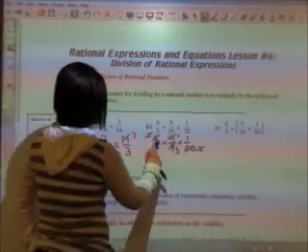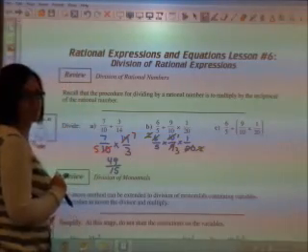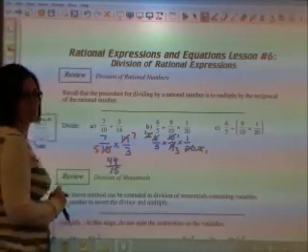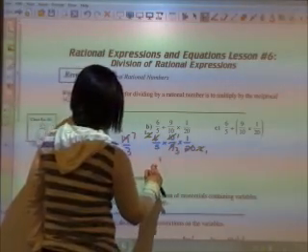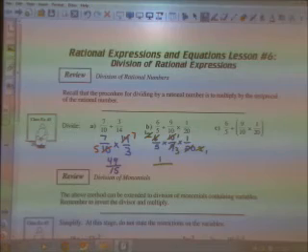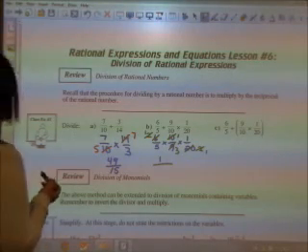So on the top, what am I left with? That would be a 1. So I have 1s all across the top. And then on the bottom, 5 times 3 times 1, 15.